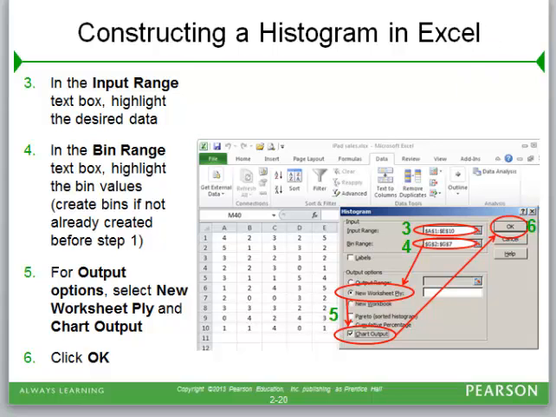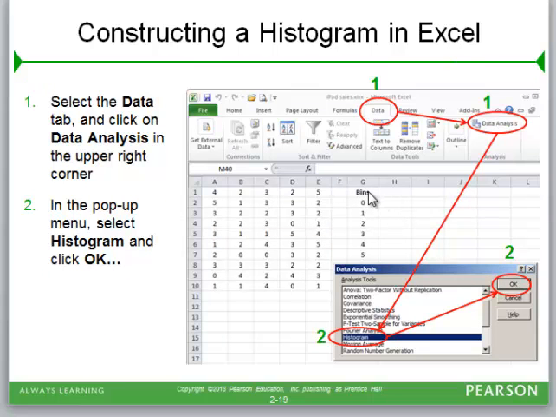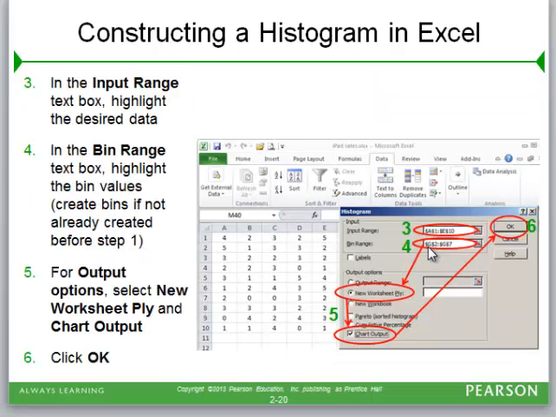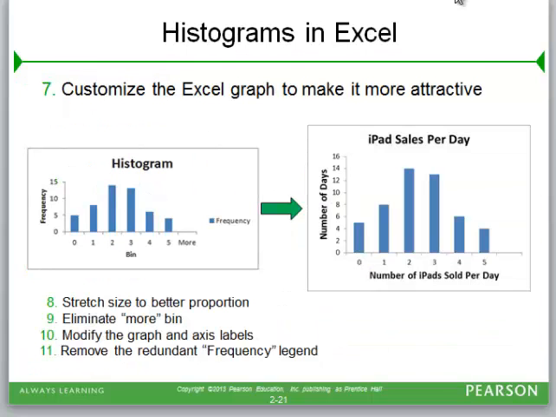And for the bin range, the bin range is here, from G2 to G7. Therefore, we select G2 to G7 as the bin range, and because we did not include any labels, please do not click Labels. Then click New Worksheet, then click Chart Output, then click OK.